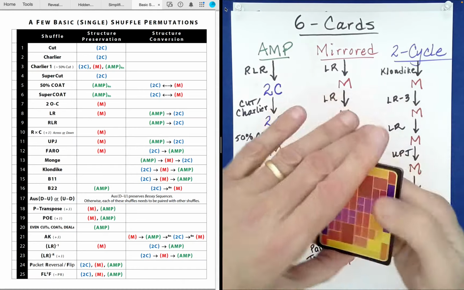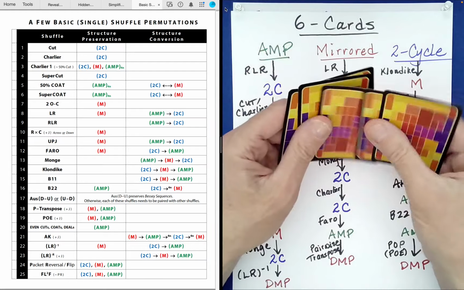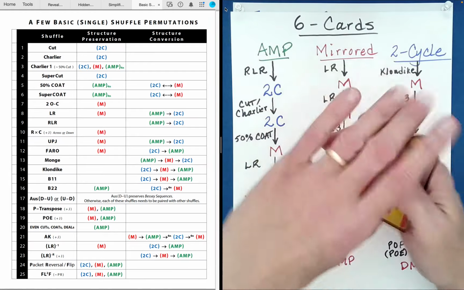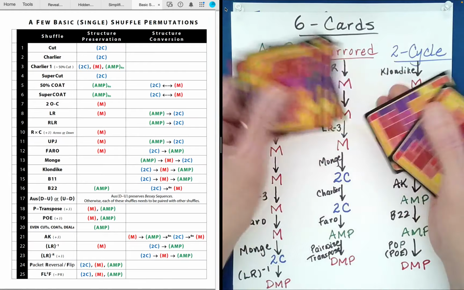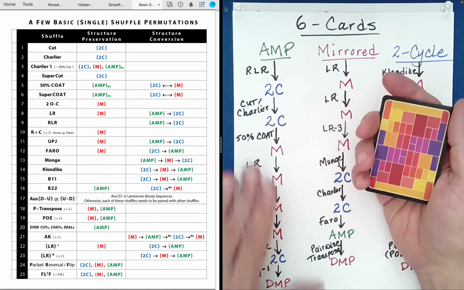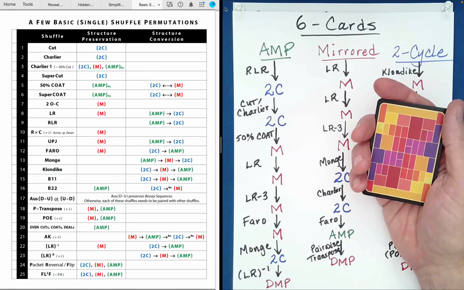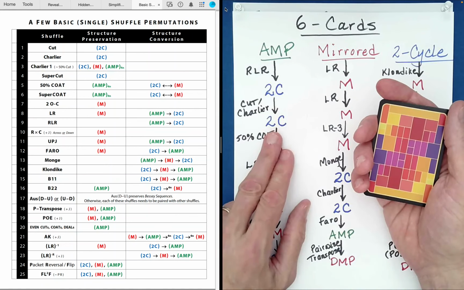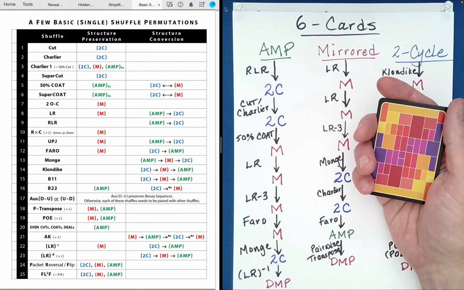The Charlier shuffle, I have a separate video on my channel for the Charlier shuffle. This is a top to bottom, bottom to top, top to bottom. It's a very convincing shuffle. That shuffle doesn't hurt 2-cycle structures either. Okay, so this is still a 2-cycle structure.